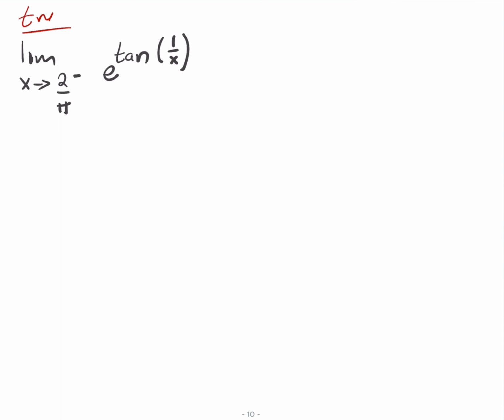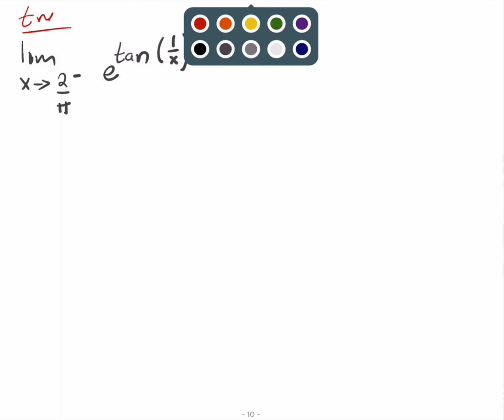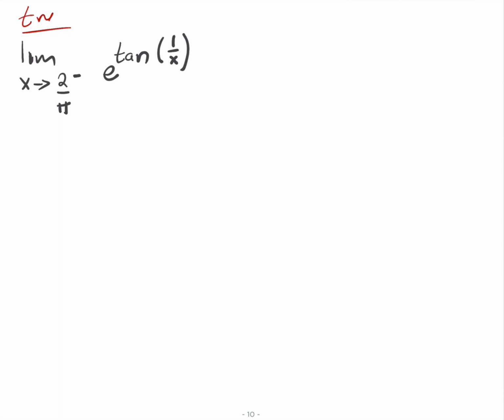All right. Let's see here. So the first thing, remember, what did we say? We go inside out, right? So what's the most inside function? 1 over x, right? Then as x approaches 2 over pi from the left, where does 1 over x go? Pi over 2, right? You just plug it in, it's continuous, so there's no worries there.